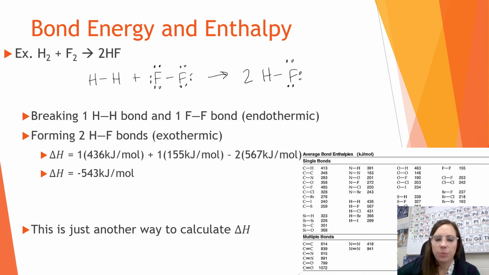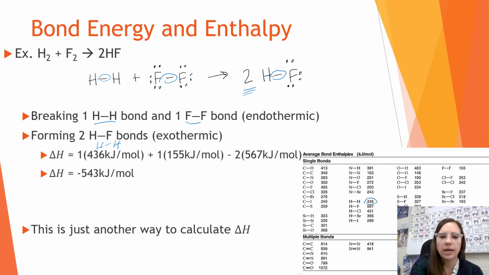So let's look at an example. So for this one, I went ahead and gave you the structures. We have hydrogen plus fluorine to make 2 hydrogen fluorides. So if we look in the reactants, we have 1 hydrogen-hydrogen bond. We have one fluorine-fluorine bond. Then in the product, the molecule itself has one hydrogen-fluorine bond, but there are two of them. So when we calculate these bond energies, we are going to look at our table. We have 1 times the H-H bond energy, which is 436.